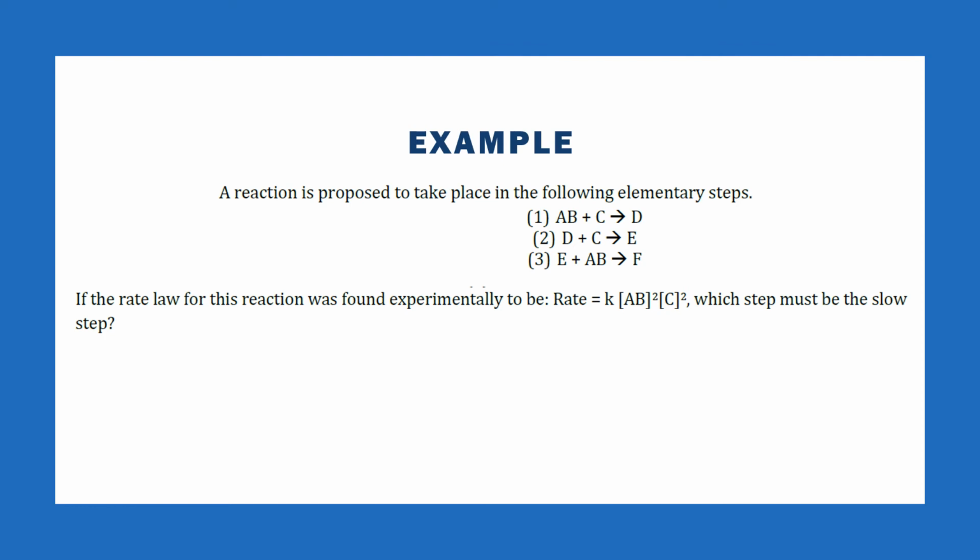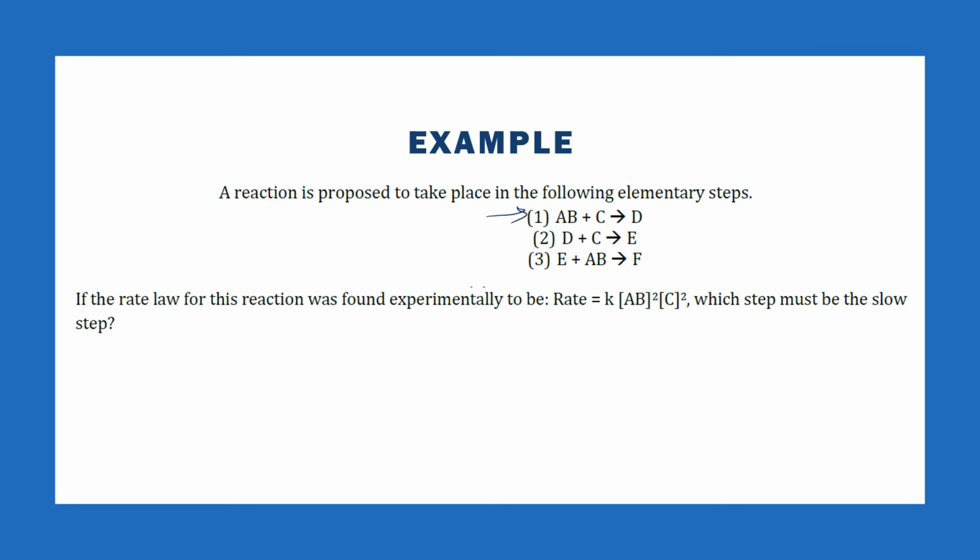Alright, here's one more example. Reaction is supposed to take place in the following 3 steps. If the rate law was found experimentally to be rate equals k AB squared times C squared, which step must be the slow step?